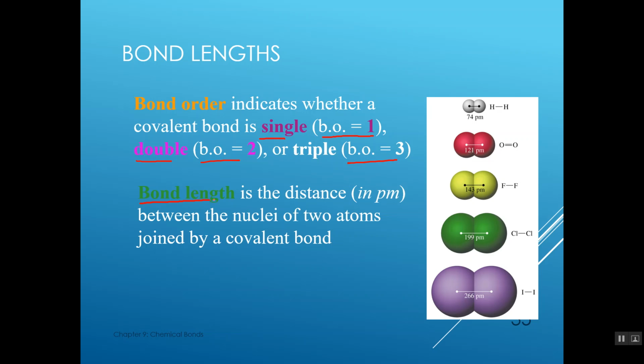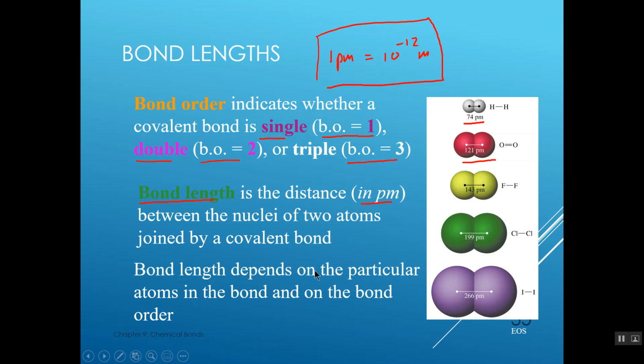And then the bond length is a distance by definition, usually expressed in picometers, between the nuclei of 2 atoms joined by a covalent bond. Now let me remind you, 1 picometer is equal to 10 to the minus 12 meters, all right? So that's the relationship between the picometer unit and the meter unit, all right? So some examples are shown here. For example, the bond length for the hydrogen to hydrogen bond is 74 picometers. For oxygen, it's 121 picometers, and some other examples are shown below, all right?